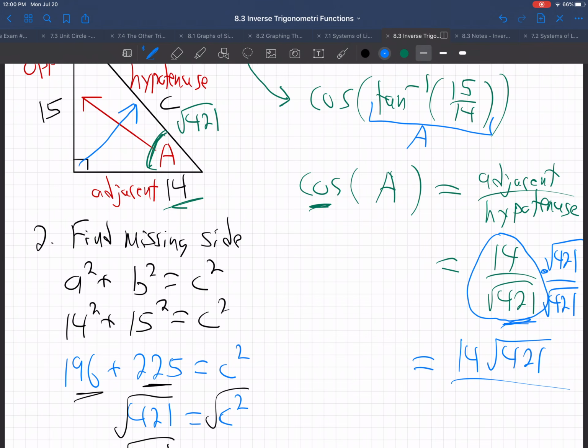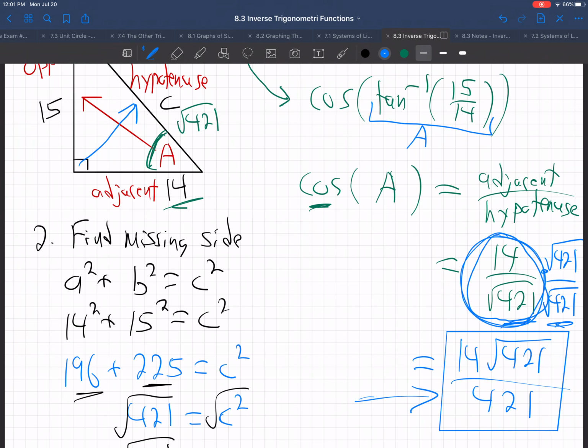On the bottom, what's root 421 times root 421? It's a plain 421, right? Two of the same roots just gets rid of it. And so that would be our final answer, where we no longer have a root in the bottom. The program will actually take this answer right here also. It'll take either one. Both will be good. On the exam, it could be either way. You should know either way. They're both right. Whether you leave the root in the bottom or get rid of the root from the bottom, those are two ways to say the same answer.